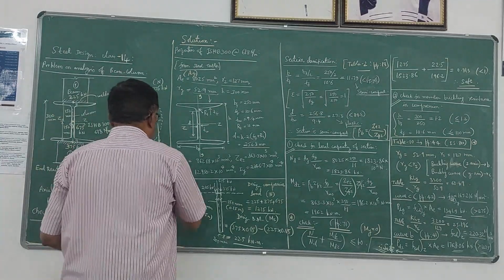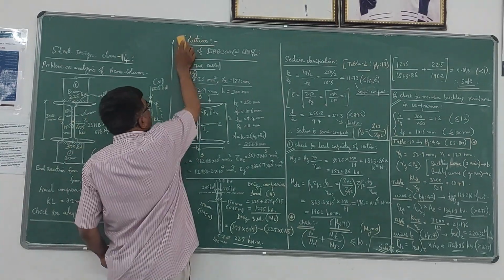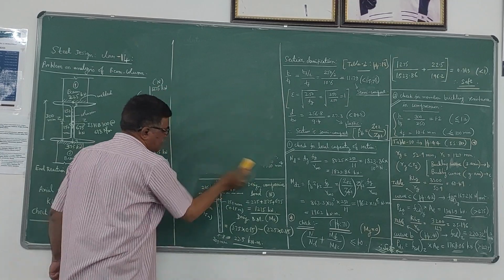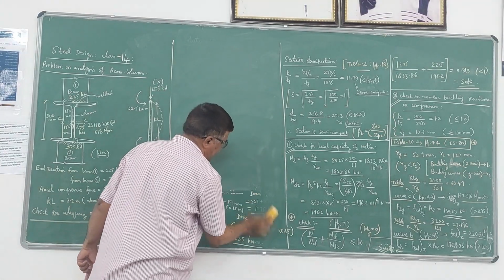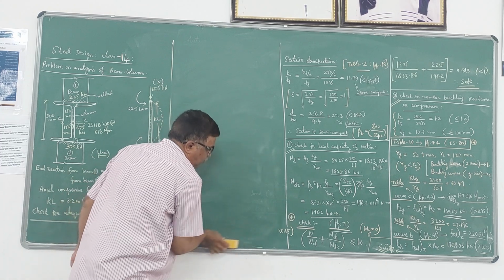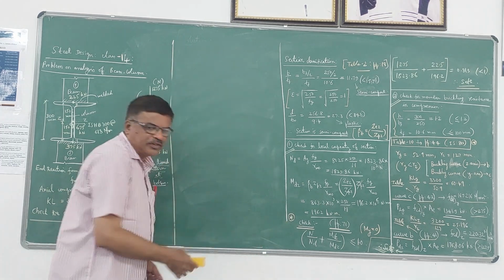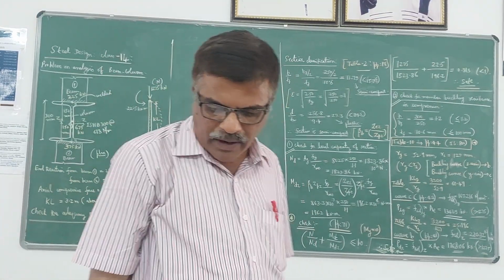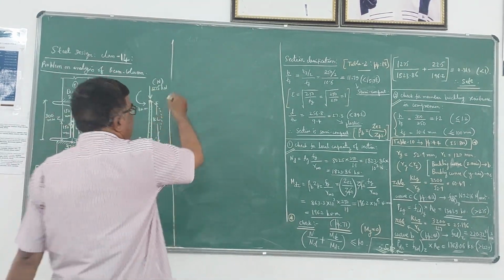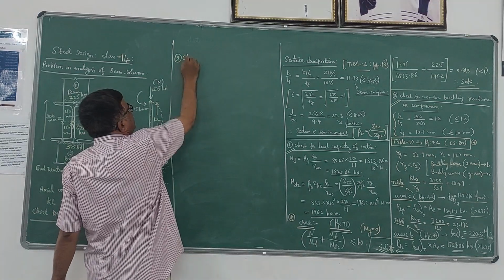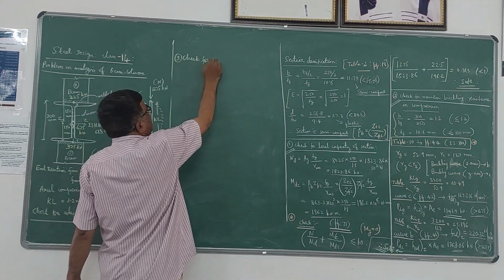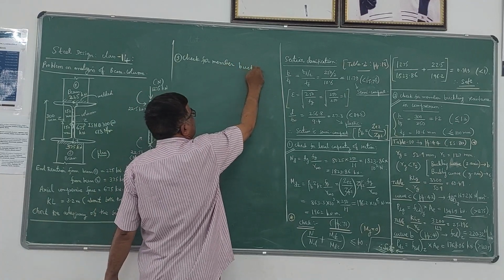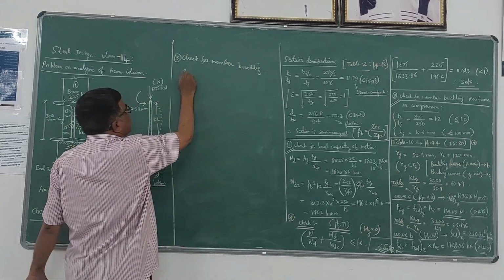Next, third check. We will go for the third check now, because we have to check for 4 criteria. So 2 already we have checked. Now we will go for the third check. The third check is called check for member buckling resistance in bending. Check for member buckling strength in bending.